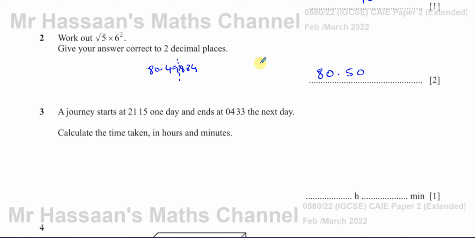It's not significant figures, it's decimal places, right? If it was significant figures, we would say 80, all right? But it's decimal places, 2 decimal places. So you start from after the decimal point, 1, 2, and that number after it is an 8. So this has to increase by 1, it becomes a 10. So the 1 carries over to there. So it's 80.50. All right, so that concludes question number 2 from this paper.